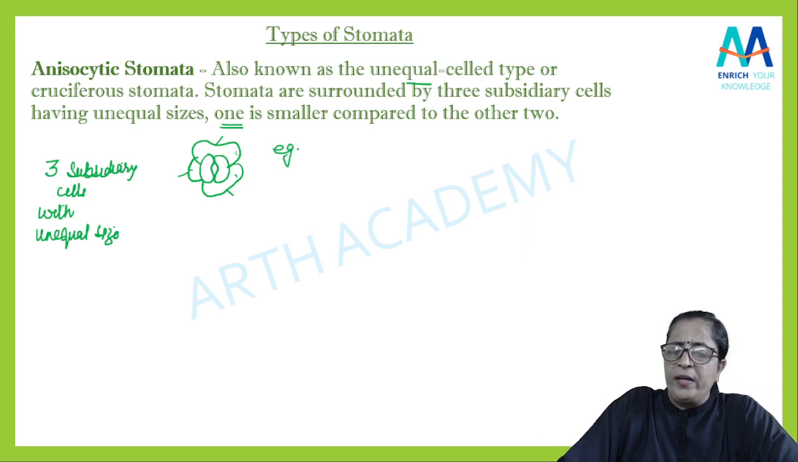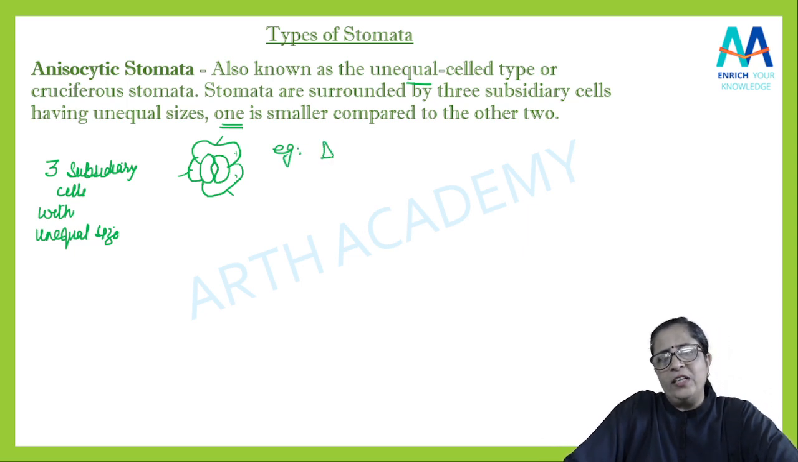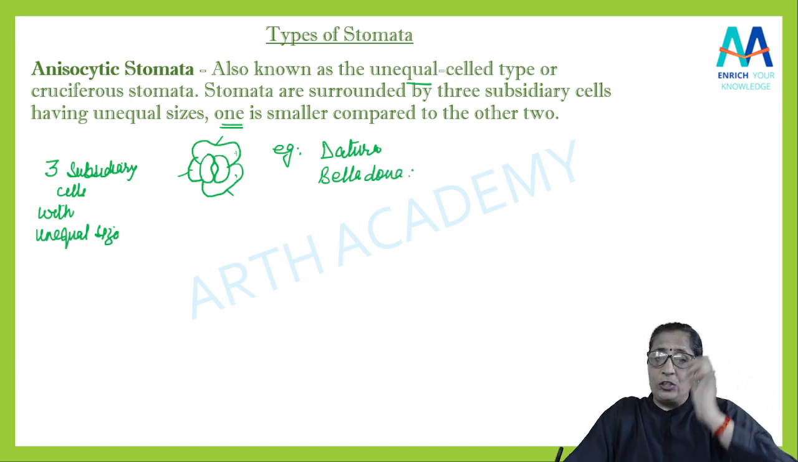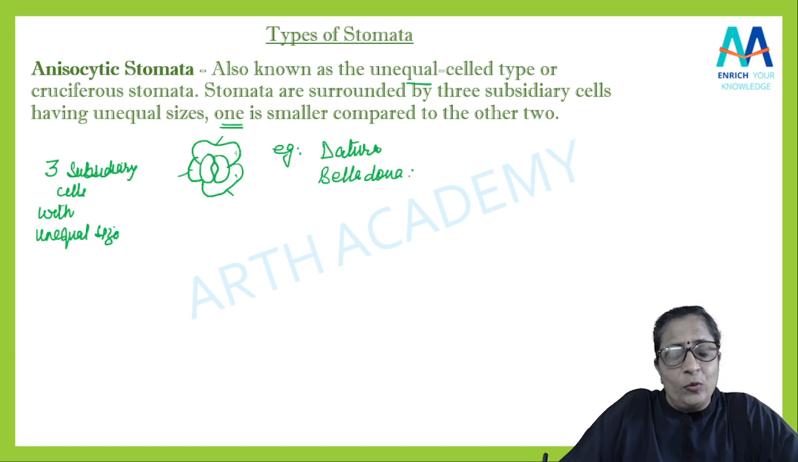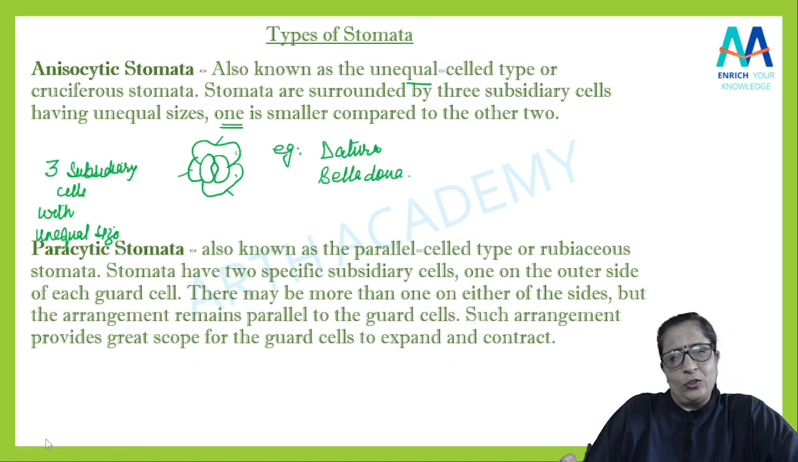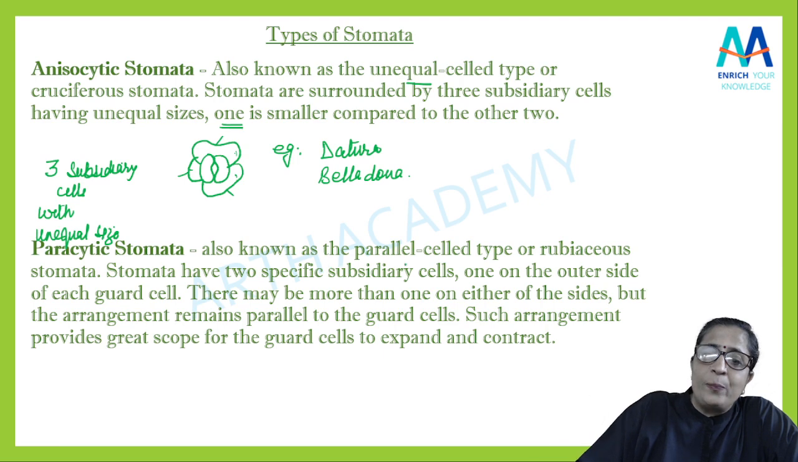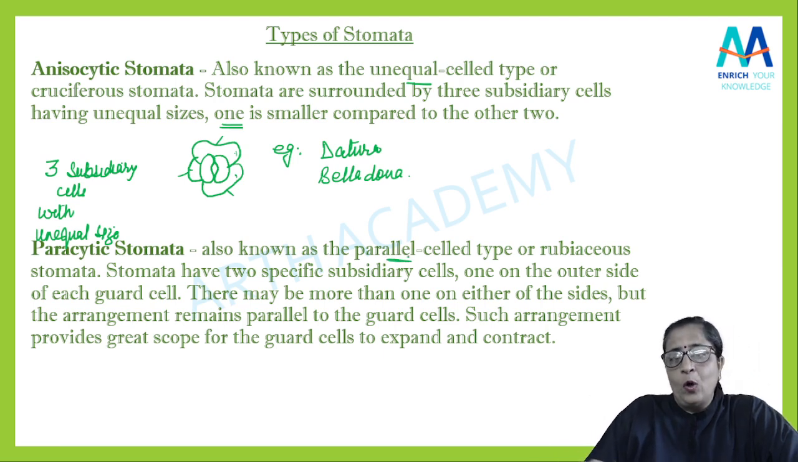Example of such stomata, you can find in datura. You have seen or heard about the plant datura. Yes, datura is there, then belladonna is there. In this we can see the anisocytic stomata, okay, or cruciferous stomata. The next type of stomata is parasitic stomata. What is it? It is parasitic stomata. Now parasitic stomata, also called parallel cell type or rubiaceous stomata.